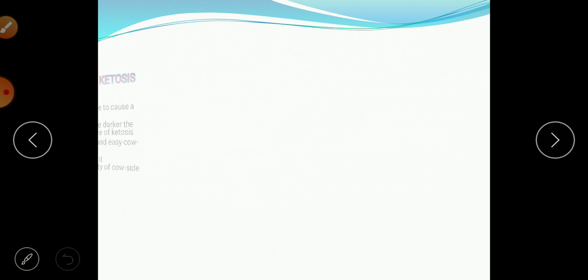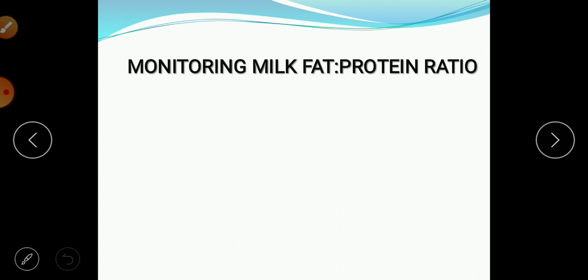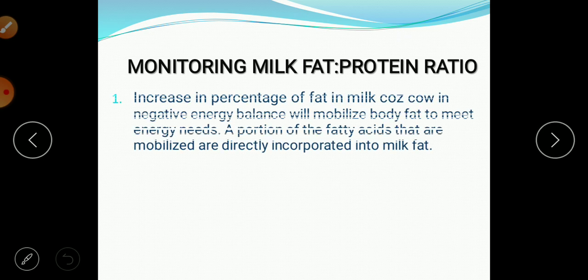So we have to test for the ketone bodies. So monitor the milk fat to protein ratio. Increases in the percentage of milk fat occur because there is negative energy balance. Obviously there is an increased level of fat in the milk because there is breakdown of your body fat, so obviously this will reflect in your milk.